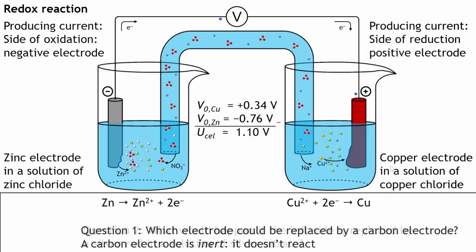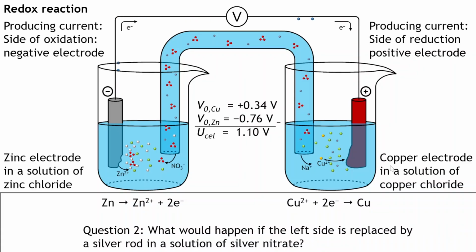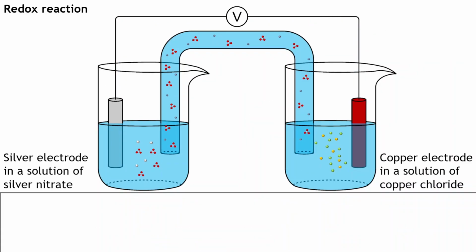Question number 2. What would happen if the entire left side of the cell is replaced by a silver electrode in a solution of silver nitrate? Well, the reducing and oxidizing agent have to be reviewed again. Now, the strongest oxidizing agent are the silver ions in solution, and the strongest reducing agent is the metallic copper electrode. Before the copper ions were reduced, now copper atoms are oxidized. Now electrons are produced on the right side, traveling from right to the left, where the silver ions accept them.